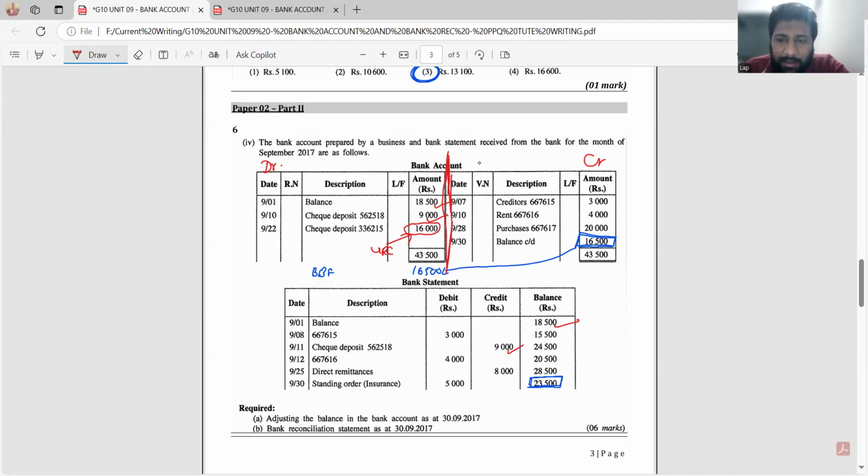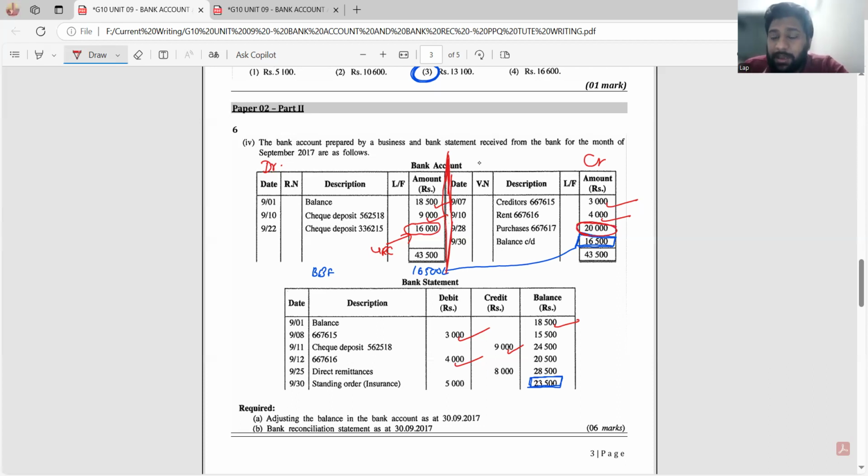Let's see the credit side ones. Our credit side for the bank statement debit side. 667,615, 3,000, it is there. 667,616, 4,000. That is also there. 667,617, it is not there in the bank statement. So it is there in our account.